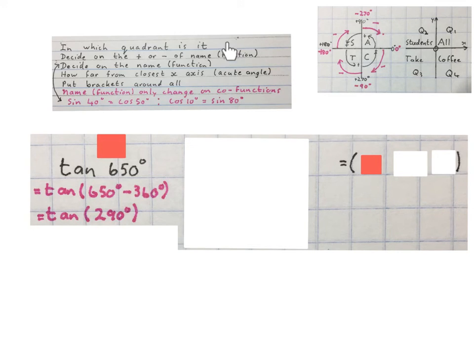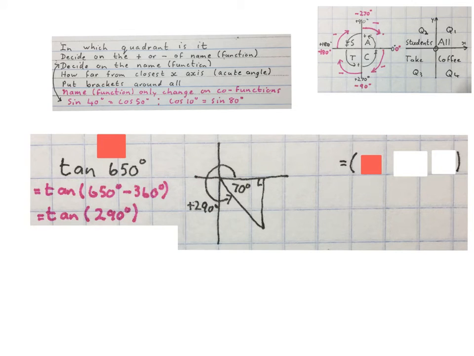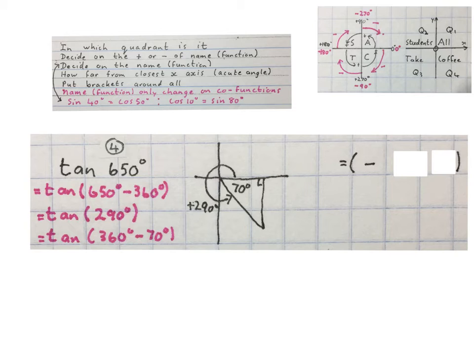Then we keep doing what we were doing so far. We find out in which quadrant 290 degrees is. I start there. 290 degrees, we'll put my terminal arm there. And also write it out if you want to. You see that you are in the fourth quadrant. Tan is negative there. Keep the name. And see how far you are from the closest x-axis, 70 degrees.